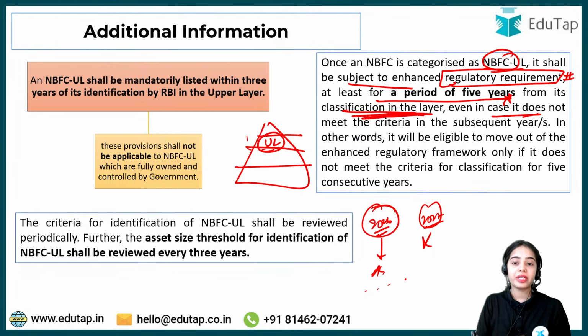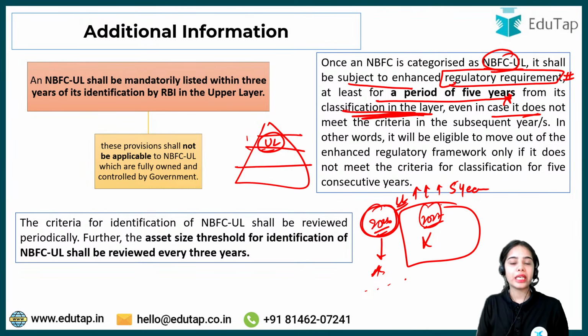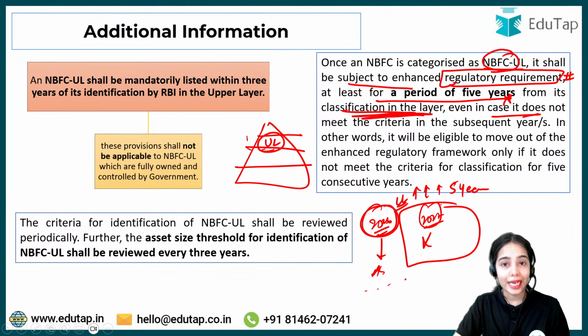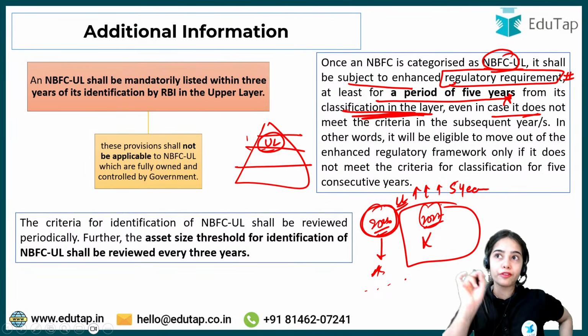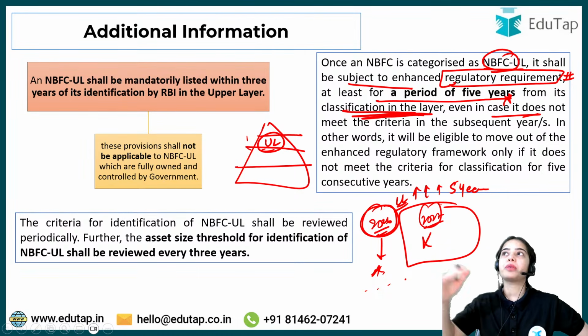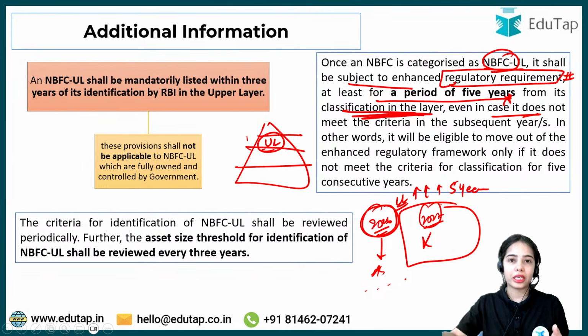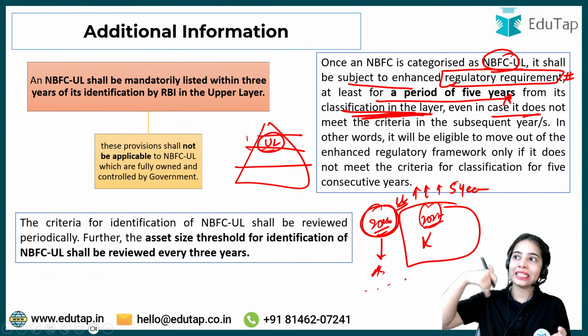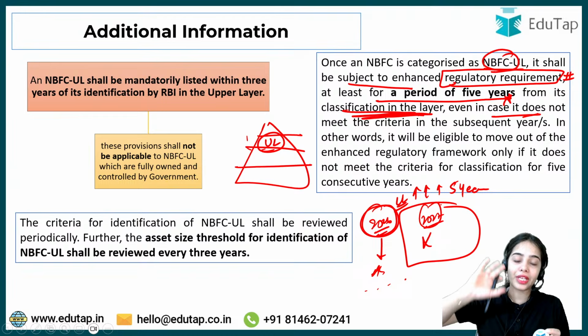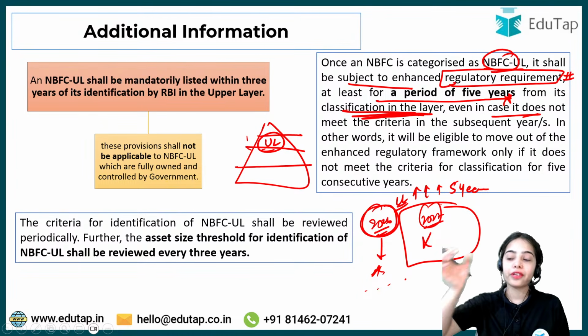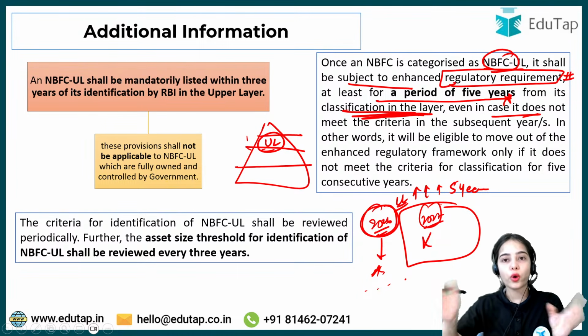But still, if it is placed in the upper layer, it has to follow the higher rules and regulations for the period of 5 years, even if in the subsequent years it is not fulfilling the criteria. So that is the idea: if a person has entered the jail, they have to fulfill their tenure in the jail. Similarly, if the NBFC has entered the upper layer, it will have to complete its tenure of 5 years.